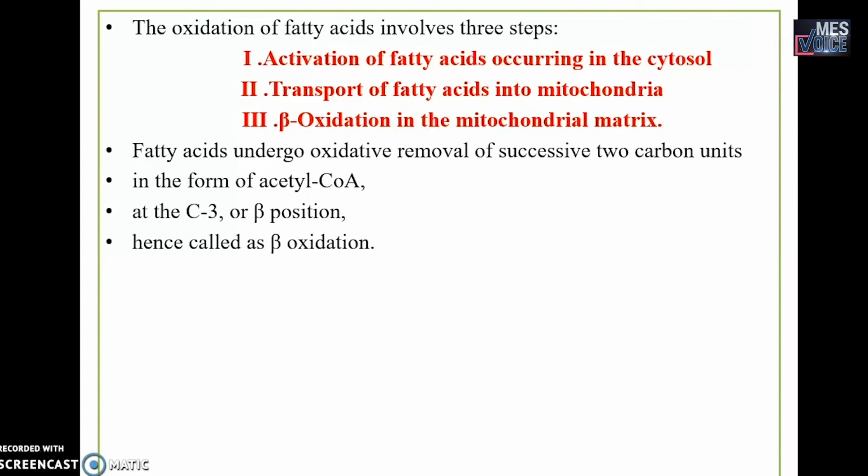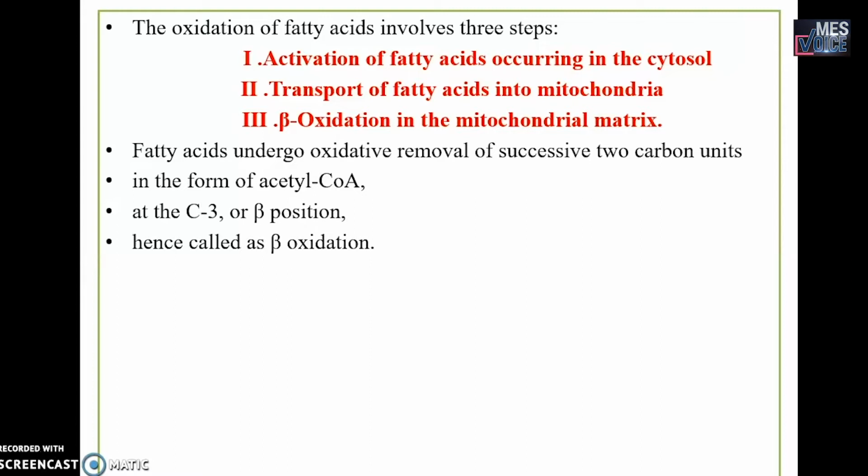First one, activation of fatty acids occurring in the cytosol. Second step, transport of fatty acids into mitochondria. And the third and final step, beta oxidation in the mitochondrial matrix. So, the 3 steps are first one, activation, then transport, and finally beta oxidation.